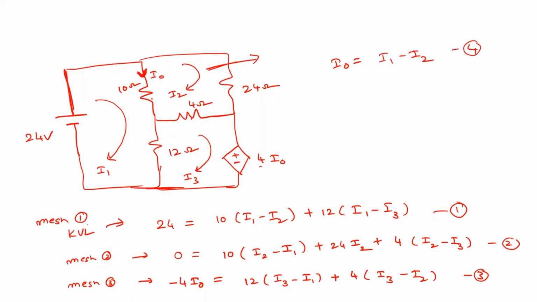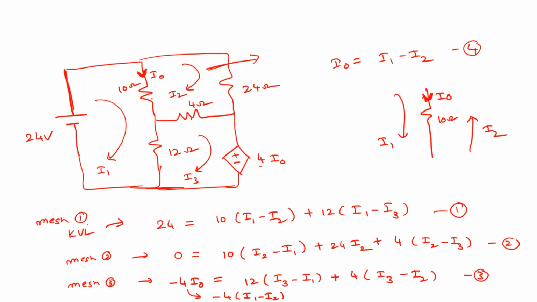Now we can solve these 4 equations. Instead of 4 I naught, you simply write minus 4 into I1 minus I2. I naught is the direction given by the problem, and its value follows from entering equals leaving: I naught plus I2 equals I1, so I naught is I1 minus I2. Agree?